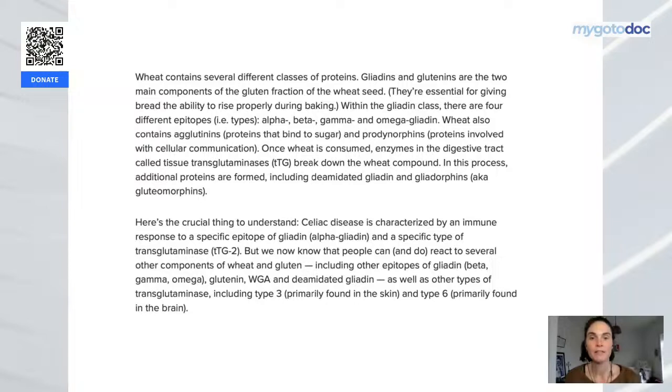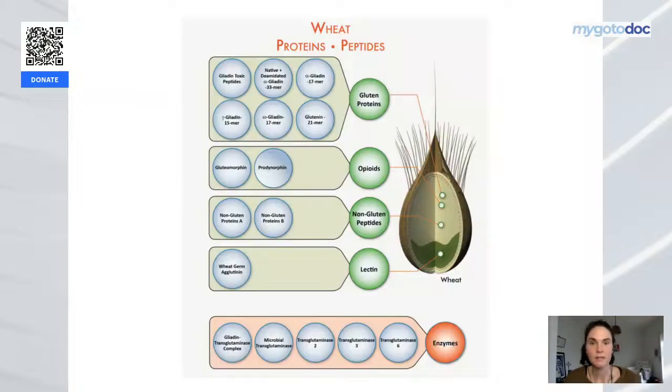So primarily found in the skin and primarily found in the brain, which is why non-celiac gluten sensitivity affects our skin and affects our brain often more than our digestive tract, which is what you mainly associate with gluten intolerance. So here, this might make a bit more sense if we see this.